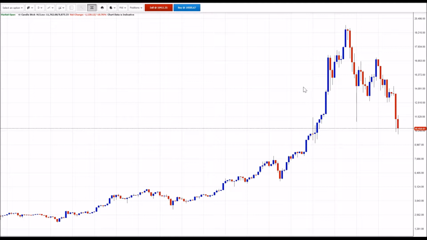But let's just look at the moves in Bitcoin. So Bitcoin trades up to nearly 20,000 just before Christmas. Today, not even a month later, it's almost halved. We're sitting at 10,000. I think 10,000 might be a big psychological level, but who knows with these markets?